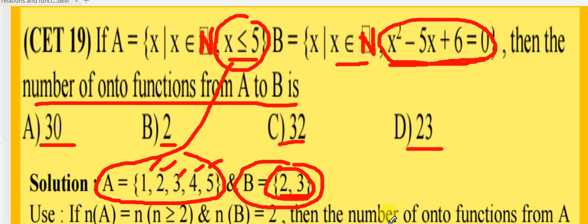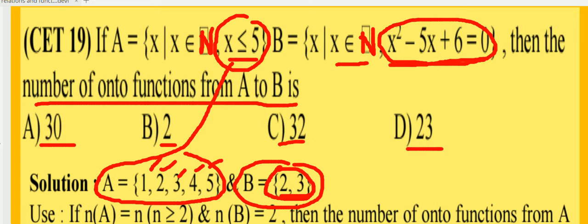If the number of elements in A is greater than the number of elements in B, then a one-one function is not possible. If the number of elements in B is greater than the number of elements in A, then an onto function is not possible. Here the number of elements in A is greater than or equal to the number of elements in B. Clearly we can define an onto function and we cannot define a one-one function.